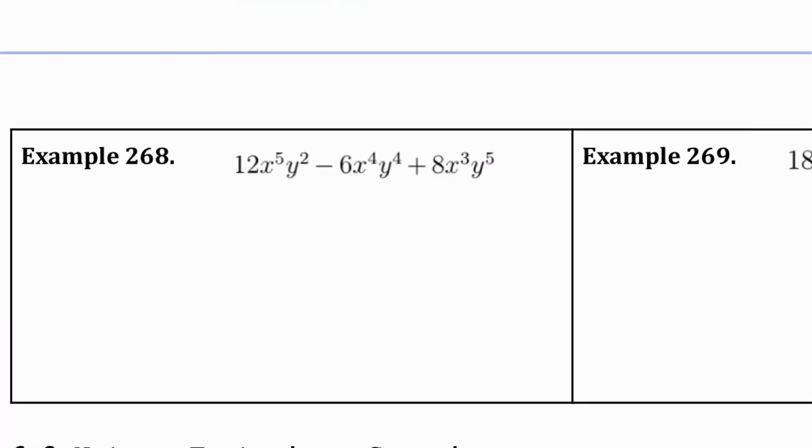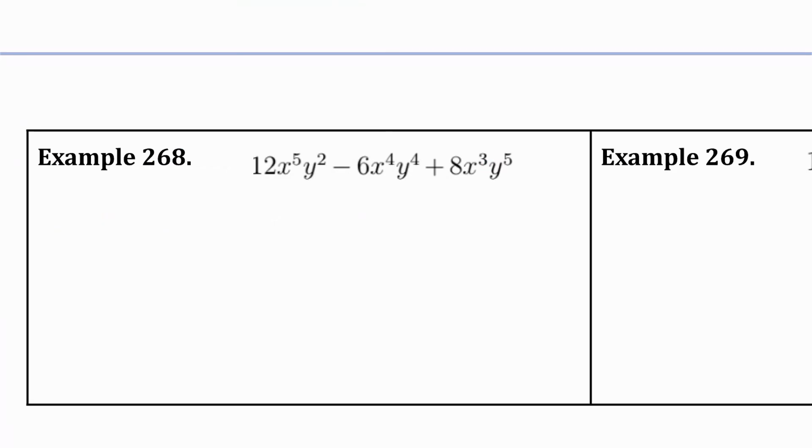Okay, same process here, just a couple more examples. We have 12, 6, and 8. Those are the coefficients that we're looking at. We're trying to think of the greatest common factor, or the biggest number that goes into all three of those, 12, 6, and 8. Well, the greatest number that goes into all of those is going to be a 2. Let's look at our x's. X to the 5th, x to the 4th, x cubed. I'm going to take out an x cubed.